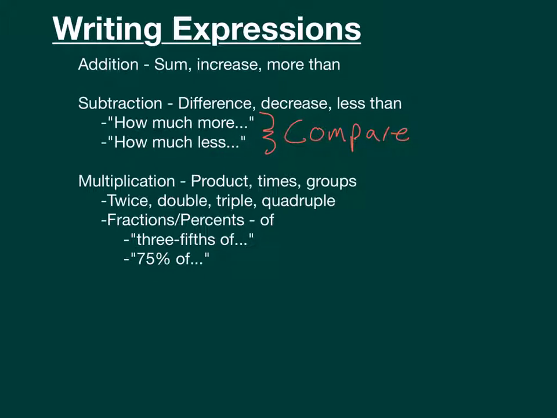With fractions and percents, a lot of times you'll see the word of telling us to multiply. If we're looking for 3/5 of a number, we'll multiply whatever number that is by 3 over 5. Or if we want 75% of an amount, we multiply that amount by 0.75. Division is usually pretty straightforward. The only word you'll usually see is quotient. Sometimes you might see the word split, but usually division is pretty obvious.